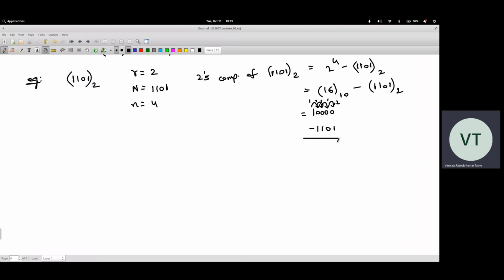2 minus 1, 1. Now you have 1 here in the previous position. 1 minus 0, 1. 1 minus 1, 0. 1 minus 1, 0. This anyway became 0. This 1, you lent 1 here, this 1 became 0. So this is anyway 0. So you are left with 3. You can cross check. This is 16. What is 1101 in decimal?